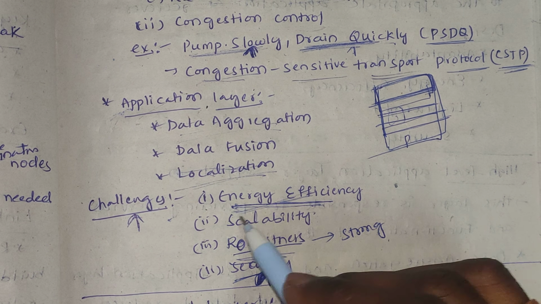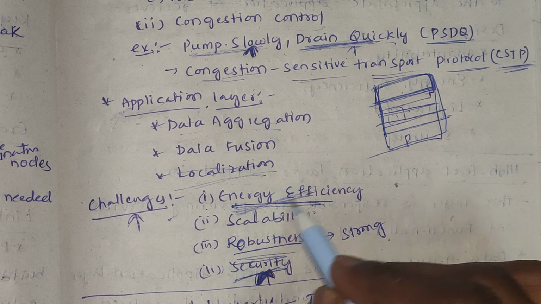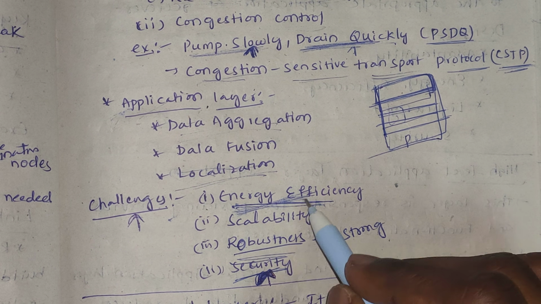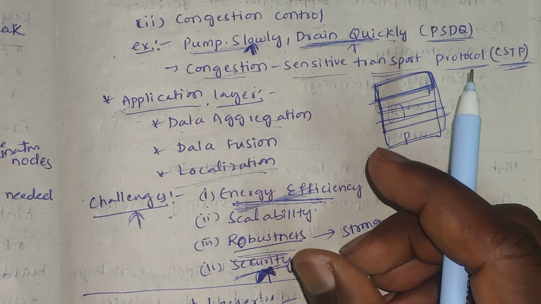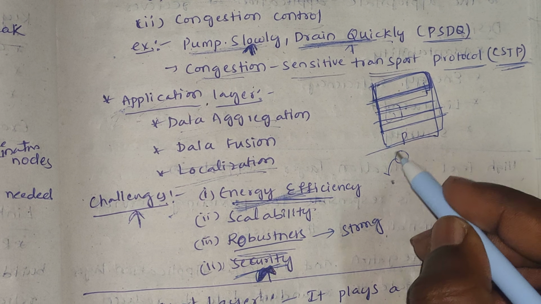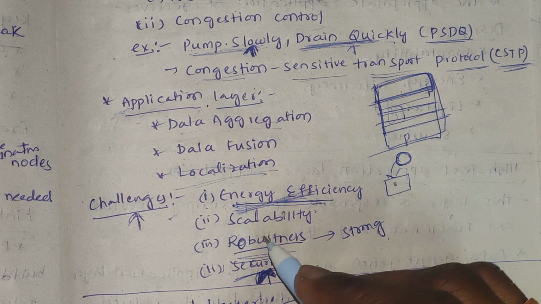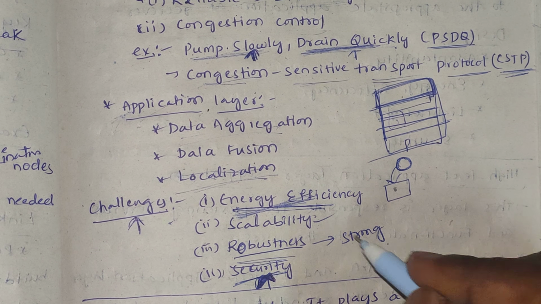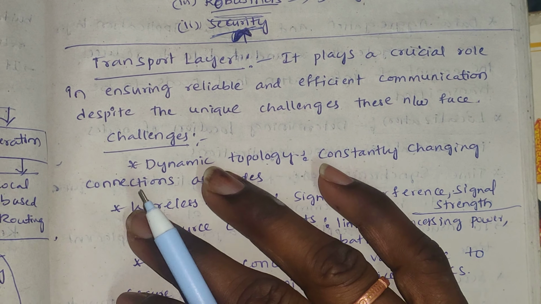In the fourth unit we discussed the sensors. In sensors we have energy in the form of batteries, and some of them take energy from the environment, like solar panels, which take energy from the sun. Next, scalability and robustness, which means being strong. Next topic is the transport layer.